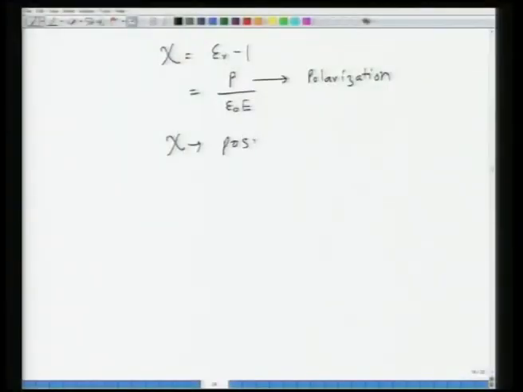So, chi is basically a representative of the response of the vacuum capacitor upon insertion of a material, and chi is a positive quantity for a dielectric material.